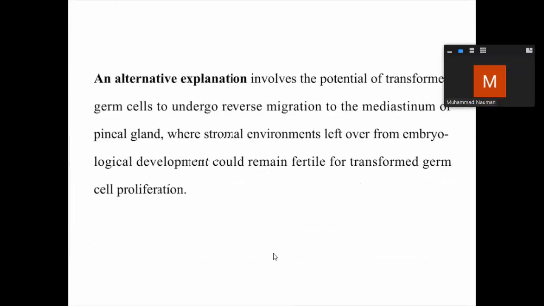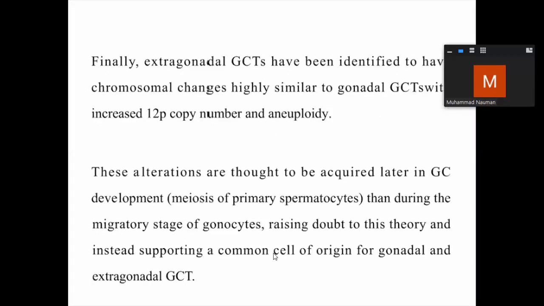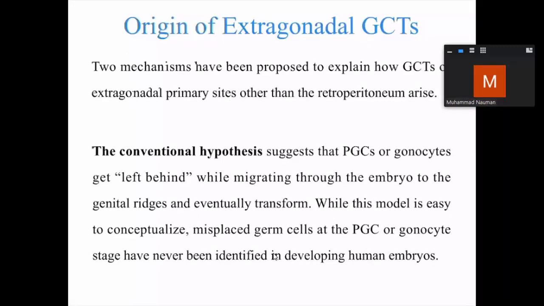An alternative explanation involves the potential of transformed germ cells to undergo reverse migration to the mediastinum or pineal gland, where stromal environments left over from embryological development could remain fertile for transformed germ cell proliferation. One is saying that some primordial germ cells are left behind in these areas, in the mediastinum or that part of the embryo, and they remain there and cannot be identified in the human embryo, because they have the same features, like the increased number of 12p chromosome.